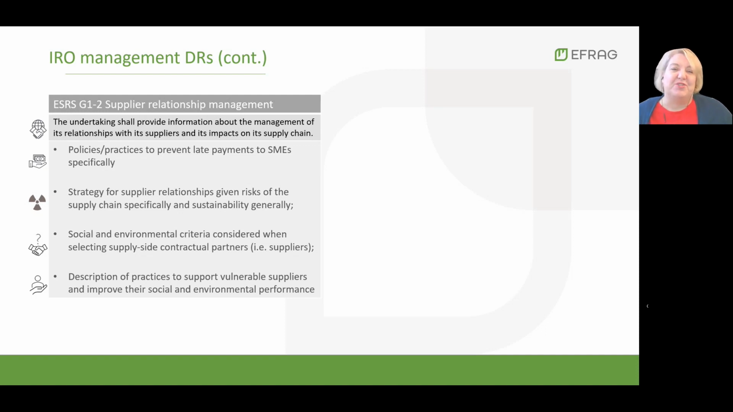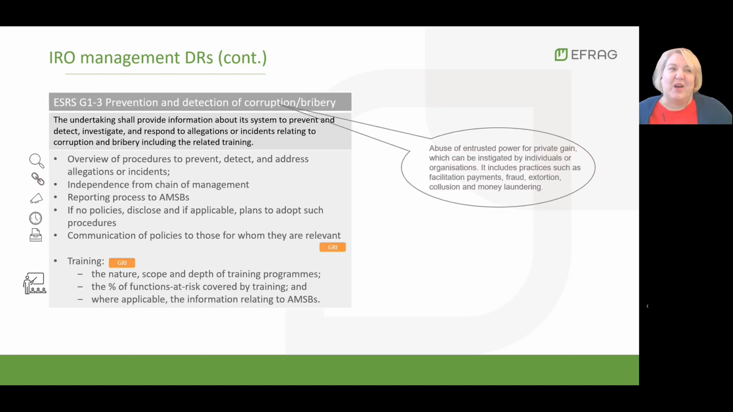But if we move on to G1 specifically again, the next topic disclosure requirement I want to cover is the prevention and detection of corruption. So here we have a mix of 2 definitions. We have Transparency International's definition of abuse of entrusted power for private gain. And then the EU, or the European Commission, elaborated on that and added which can be instigated by individuals or organizations. GRI then have very concrete examples like facilitation payments, fraud, extortion, collusion, money laundering.